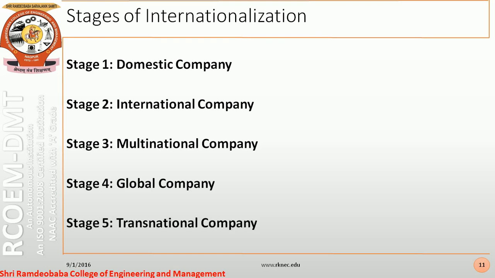Now, stage 5 gives us insight into transnational companies. What is a transnational company? A transnational company produces, markets, invests and operates across the world. There is no pure transnational corporation. However, most of these transnational companies satisfy many of the characteristics of a global corporation. For instance, Coca-Cola and Pepsi are the most suitable examples so far. This was a gist on the stages of internationalization.